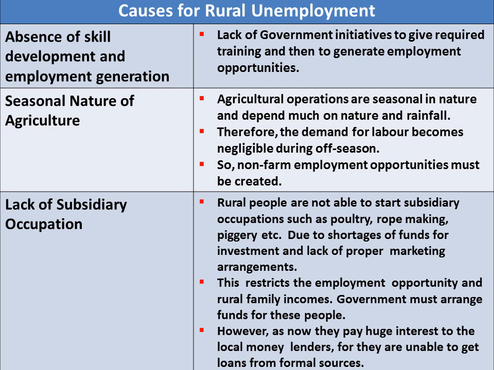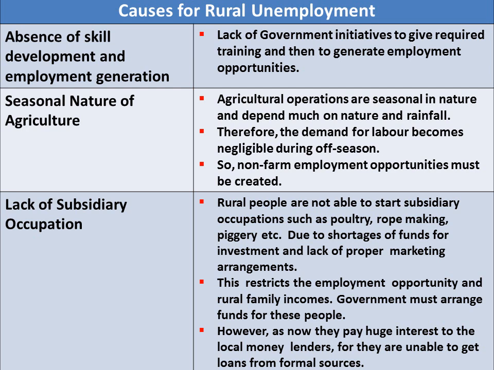Second reason, seasonal nature of agriculture. If you take rural village people, they know only one occupation, that is agriculture, and that too is seasonal. So agricultural operations are seasonal in nature. That is, only in season you have the job, and you depend much on nature and rainfall. Only if the rainfall favors, even in that particular season, will you have work. If there is no rainfall, then throughout the year the agriculturists will not have any job. Therefore, the demand for labor becomes negligible during the off season. There is no need for labor during the off season.